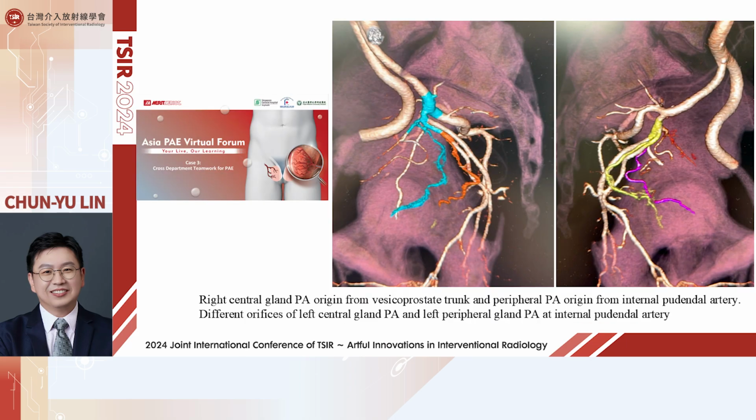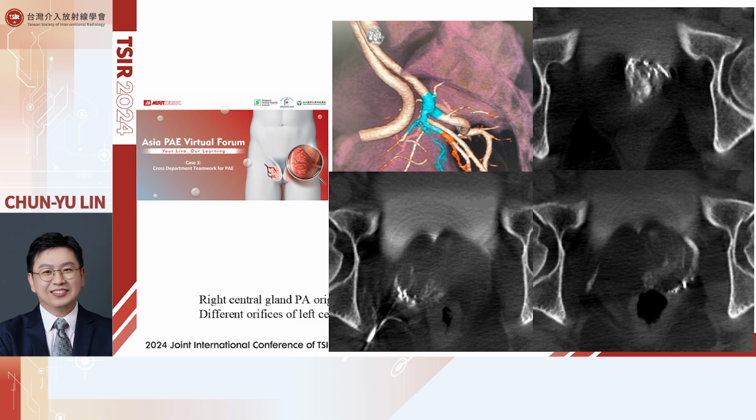Last year we did a live case from Malaysia. I chose the prostatic artery on which side? On the right side, the central gland PA originates from the vesical prostatic trunk, and the peripheral PA originates from the internal pudendal artery. The left side has a different orifice of the prostatic artery from the internal pudendal artery. Only those three areas. It's tiny, so this one I forgot.